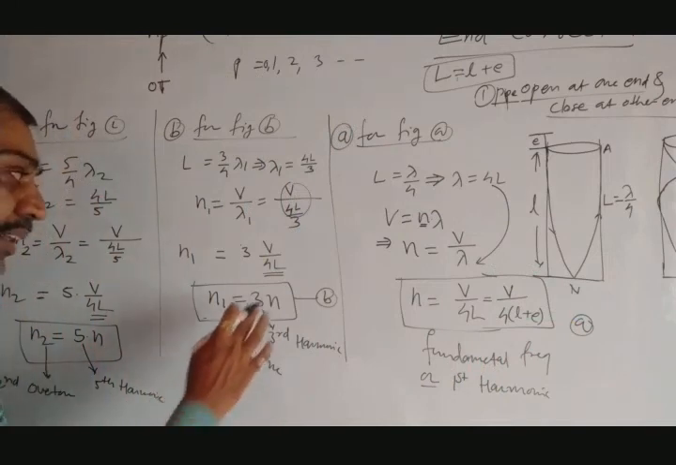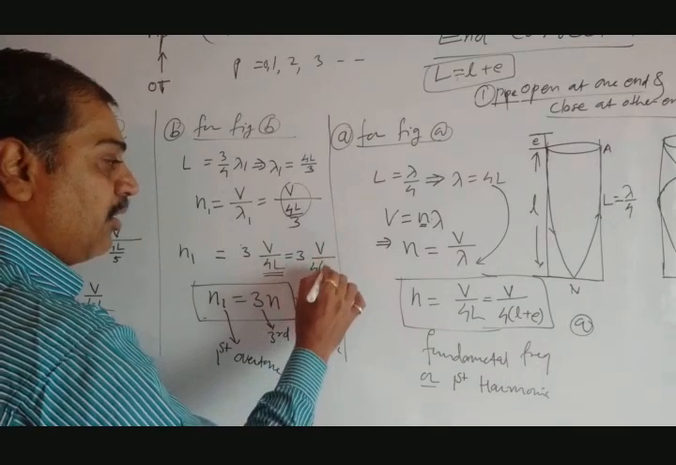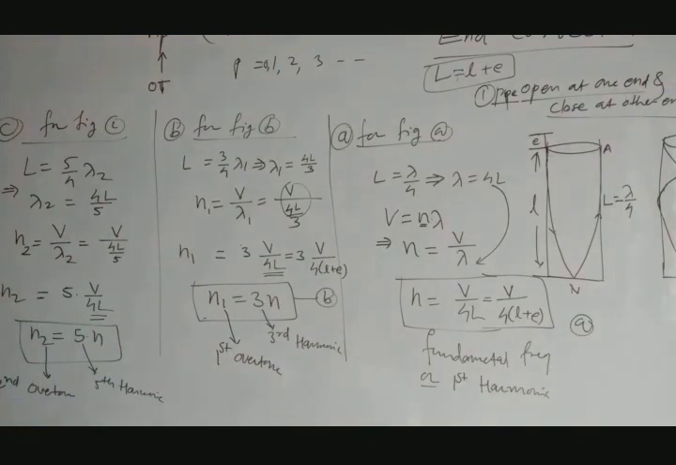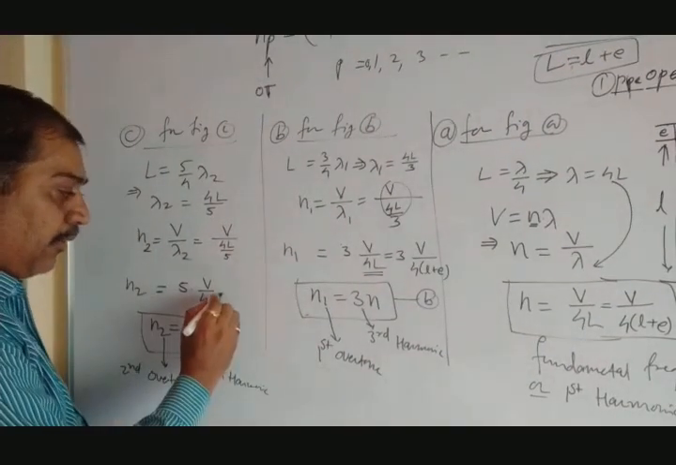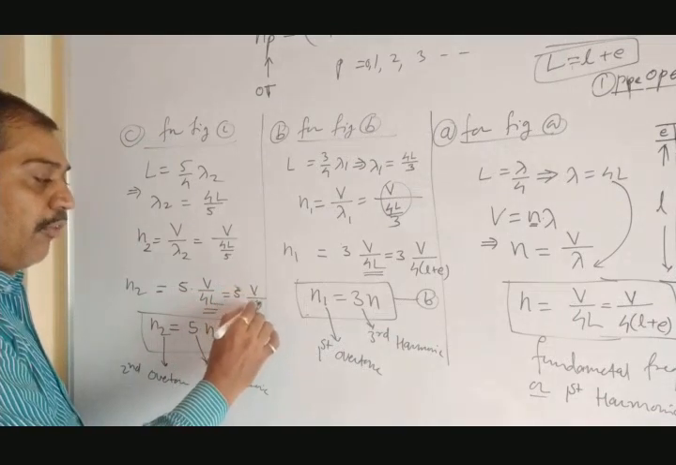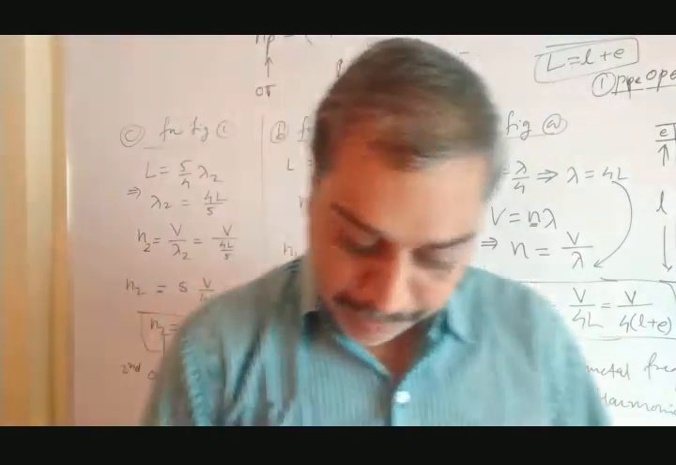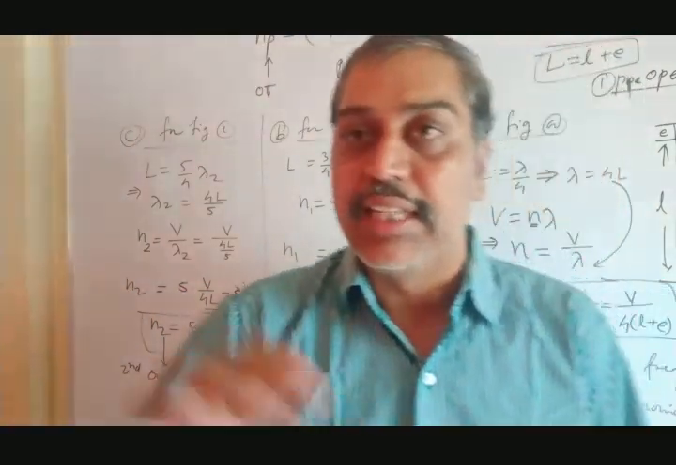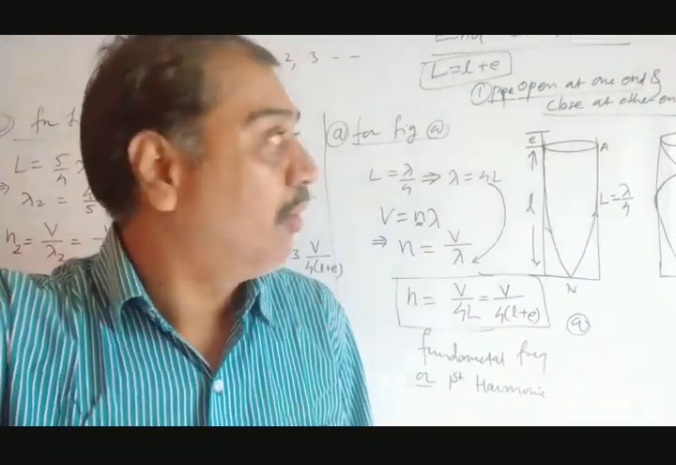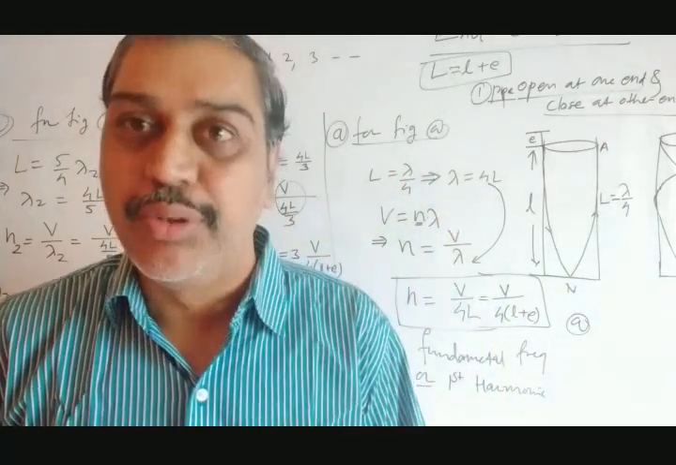In the same way, whenever there is L here, you can write this as 3 into V divided by 4 into (small l plus E). In this case also, you can write the same: 5 into V divided by 4 into (small l plus E). That is the only difference, and that is a minor one. So you should consider this. This is nothing but the vibration of air column for a pipe open at one end and closed at the other end. I hope you got this topic.